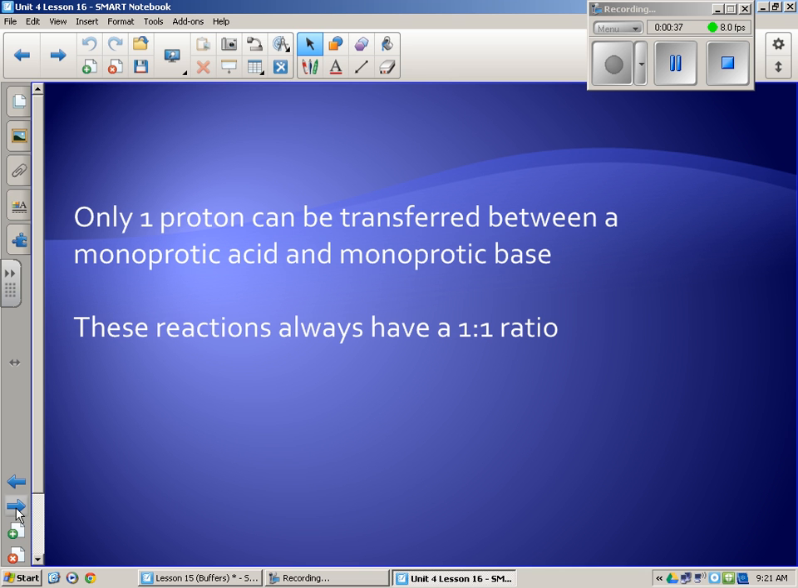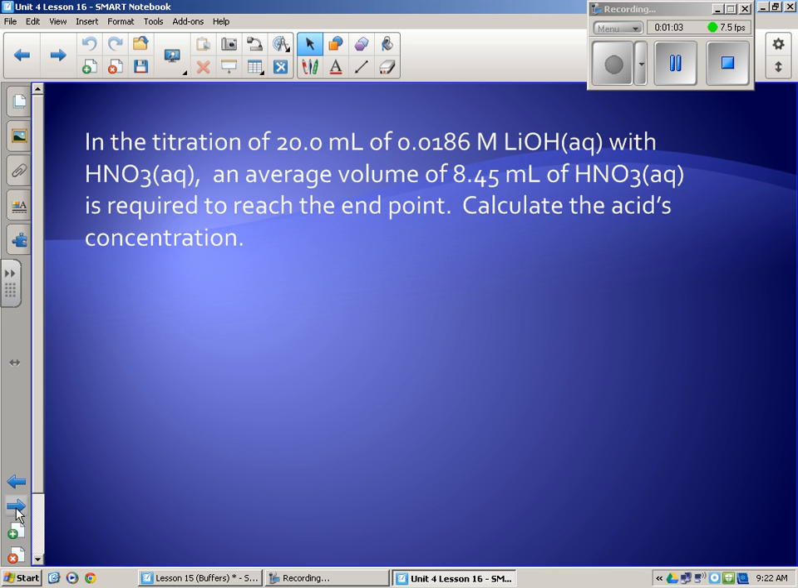Only one proton can be transferred between a monoprotic acid and a monoprotic base. They always have a 1-to-1 ratio. Let's even think about a strong acid and the strongest base. That's a monoprotic curve, right? Hydrochloric acid, HCl, H3O+ ions, and hydroxide react together to give you water. Basically it's a 1-to-1 ratio. So, hey, how about that? That's our question. Let's do this.